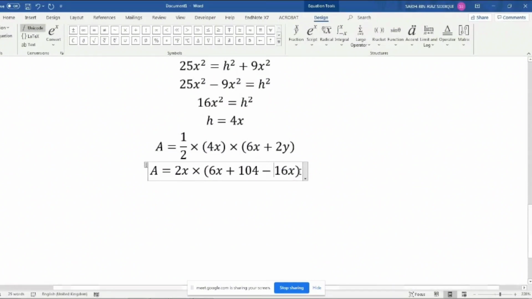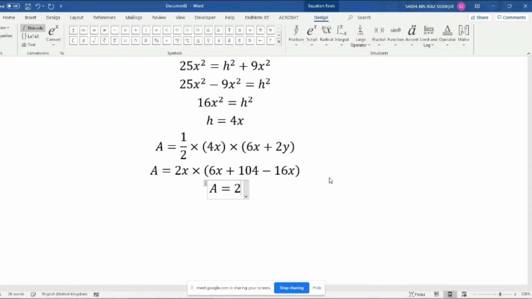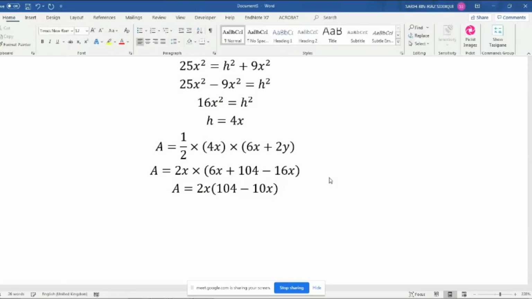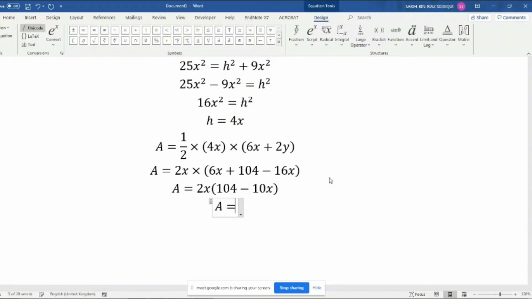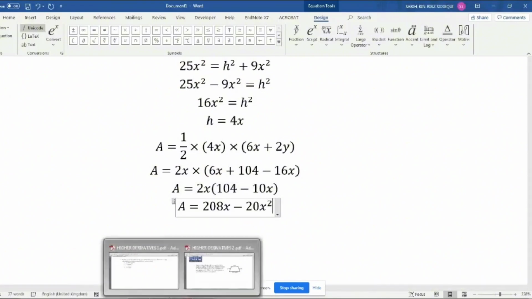Okay, class. So now just simplify this and tell me what's the answer that you people are getting. A is equal to what? 2x into 104 minus 10x. Area is equal to what? 208x minus 20x square. Be careful with this. When you multiply this x with this x, it must be x square. So this is your area. This is what the question asked us to prove.